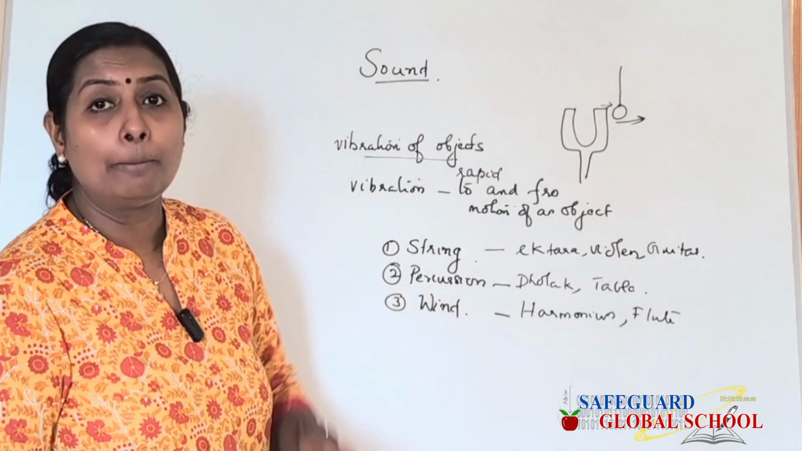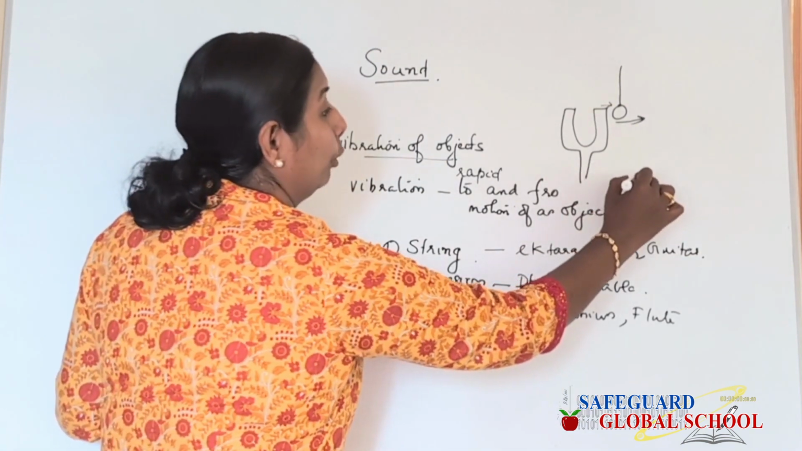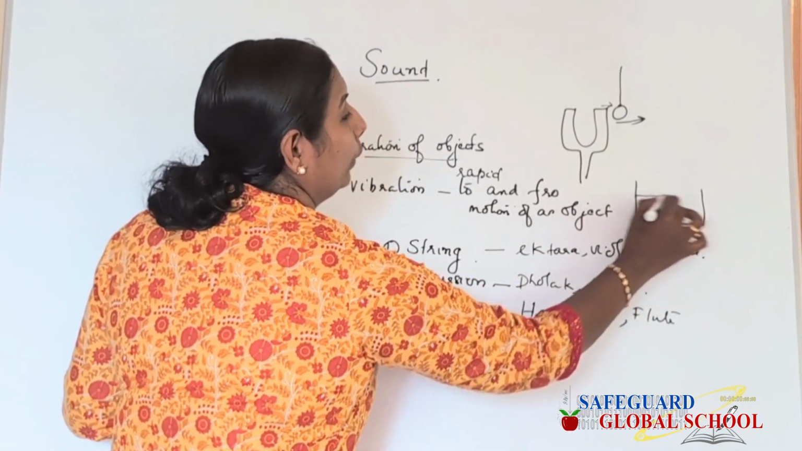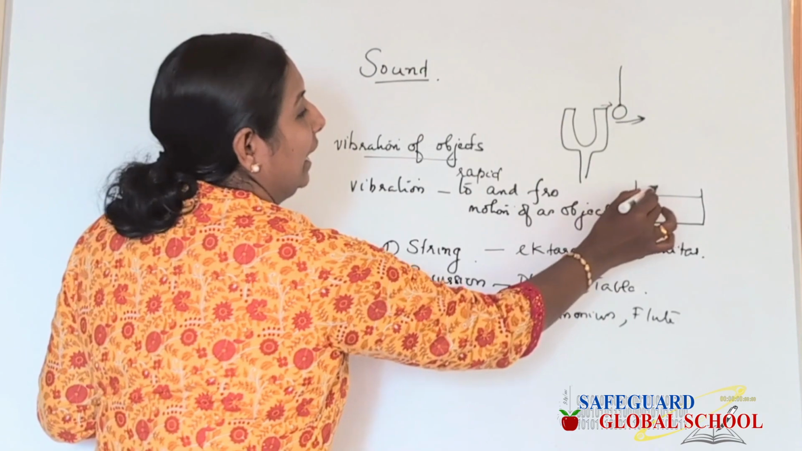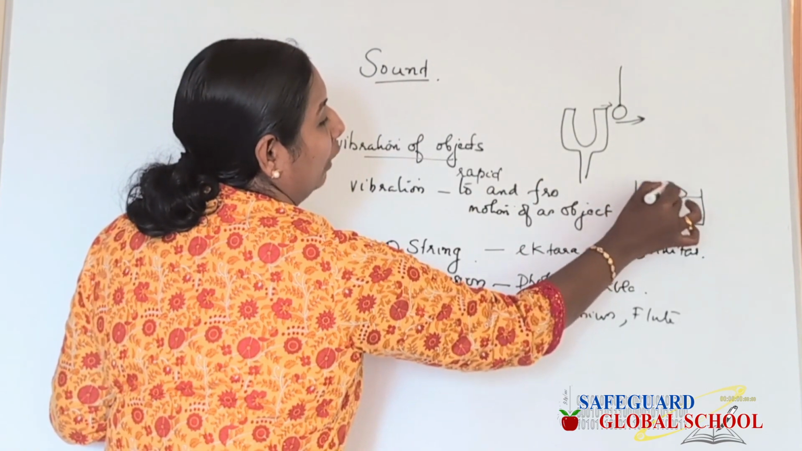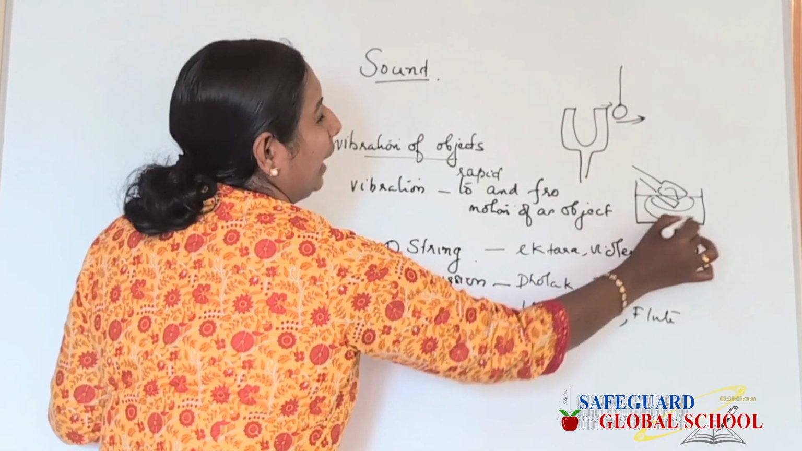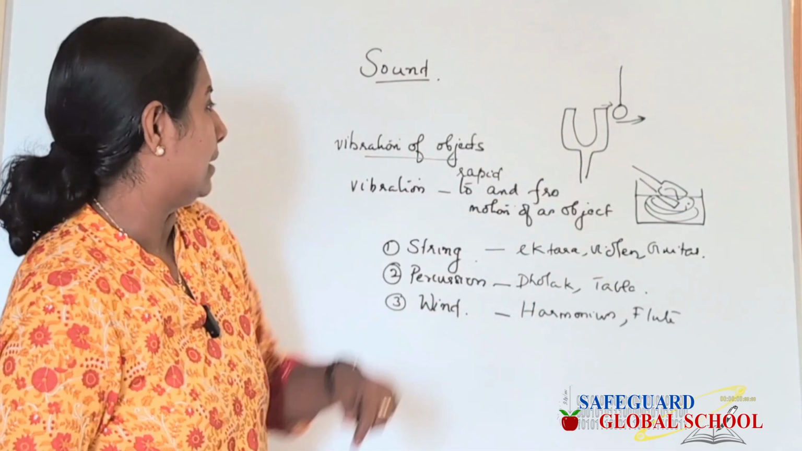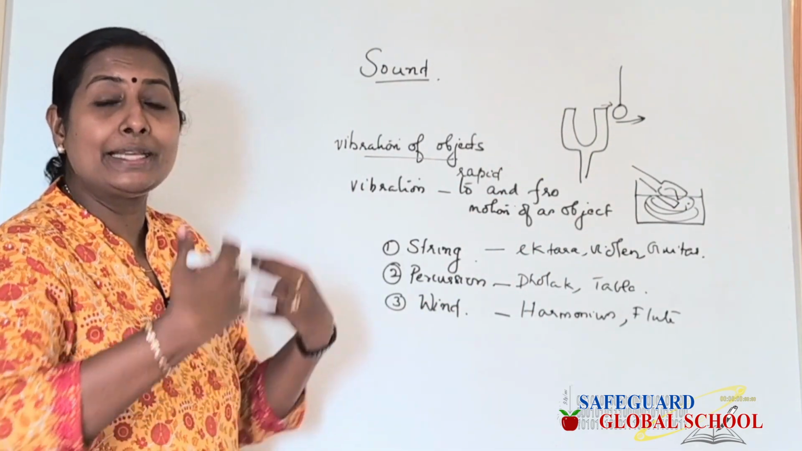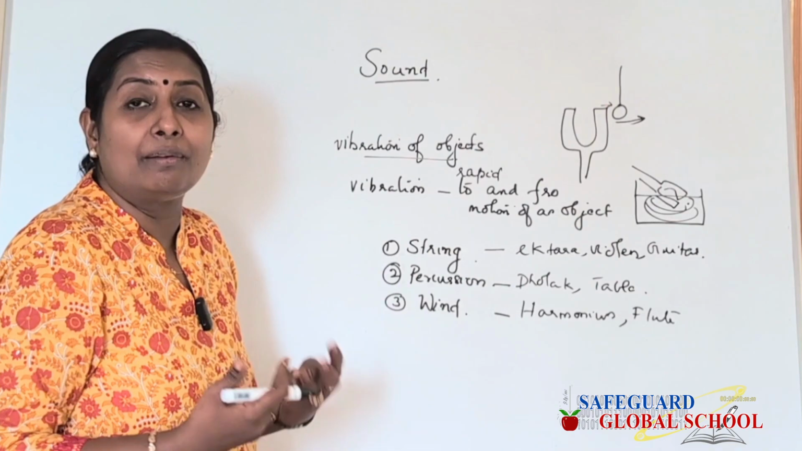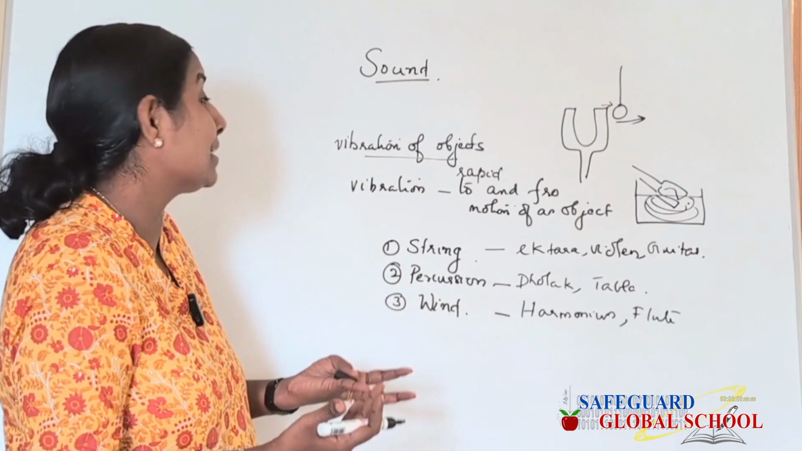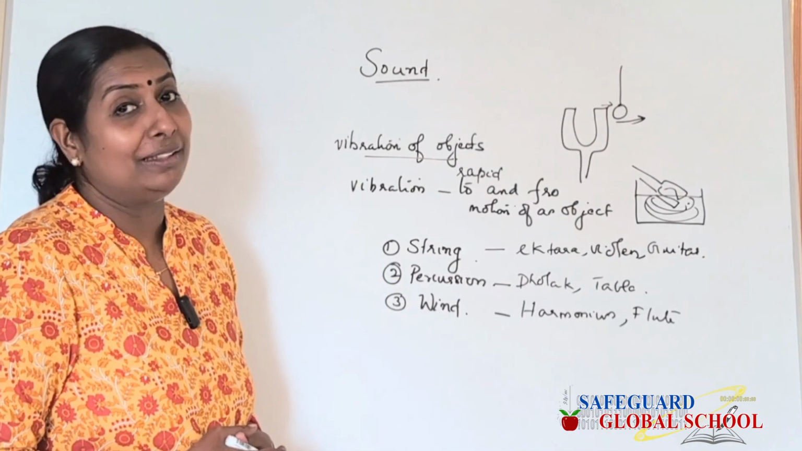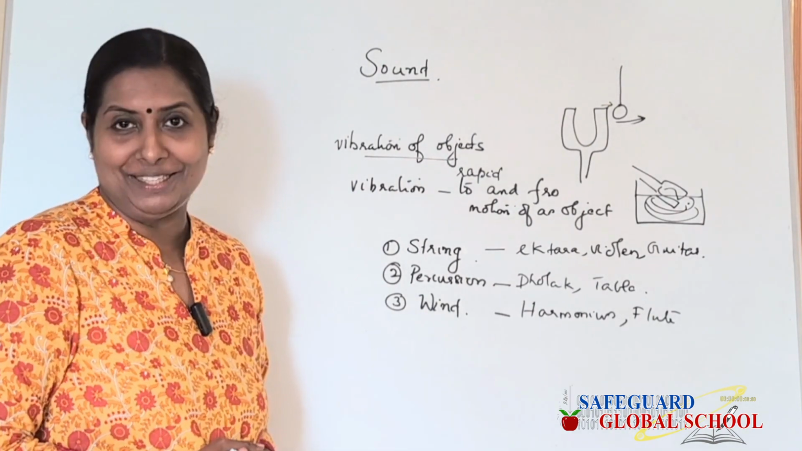There is another example given in your textbook that there is a beaker with water, and when we touch it with an excited tuning fork, some waves are produced in it. So to sum up, vibrations can be transmitted. Vibrations are the rapid to and fro motion of objects, and sound is produced by the vibration of objects.